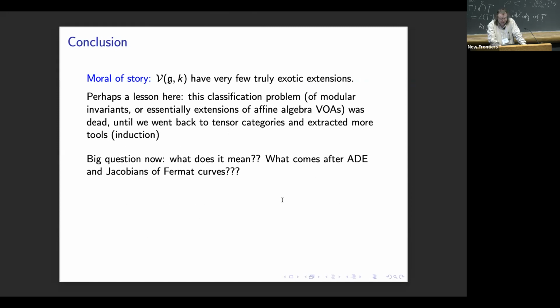So what does it all mean? What comes after ADE and Jacobians of Fermat curves? Well, actually, that's not for me. I can't even see ADE. That's for maybe one of you. So you look at the answers that we get and see some kind of a connection. What generalizes Jacobians of Fermat curves? Something involving Shimura varieties? I don't know. So this is Lie theory. It's Lie theory and string theory. So you know it's going to be beautiful. The answer has to be beautiful.